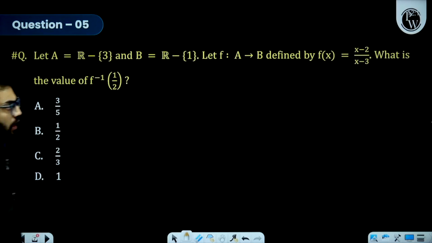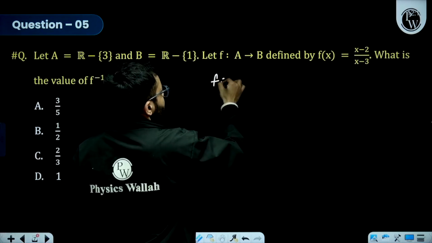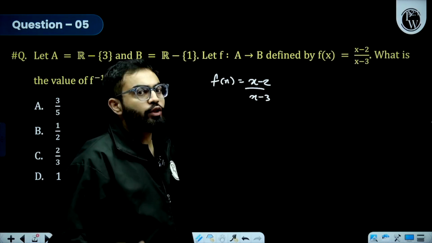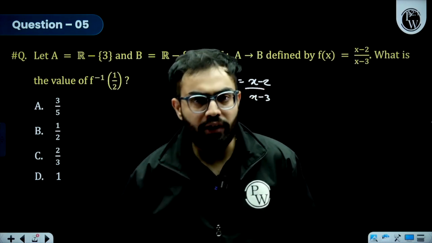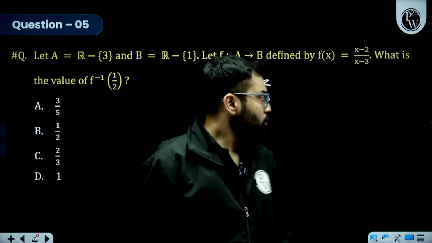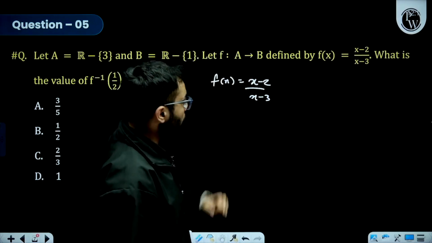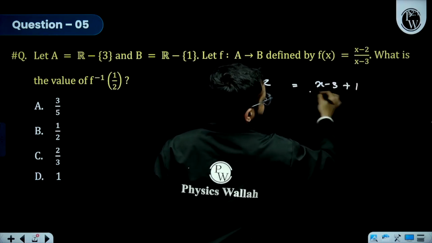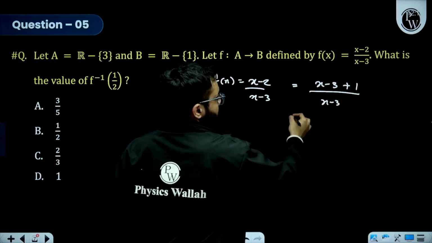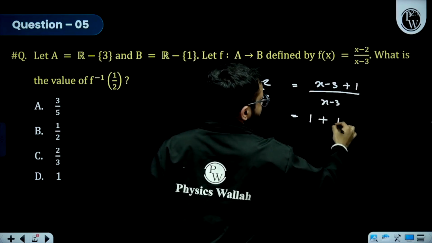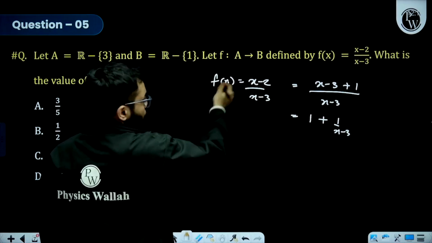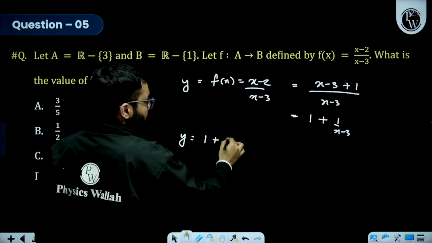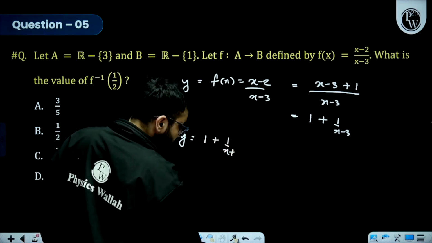Alright, so let's see guys how we can solve this one. f of x is given to us as x minus 2 upon x minus 3, and we definitely need to find the inverse of the function. Only then we can find f inverse of 1 by 2. So to find the inverse of the function, let us resolve it. This can be resolved as x minus 2 can be written as x minus 3 plus 1 whole upon x minus 3, and this thing basically becomes 1 plus 1 upon x minus 3, and f of x is nothing but y. So I can write y is equal to 1 plus 1 upon x minus 3.